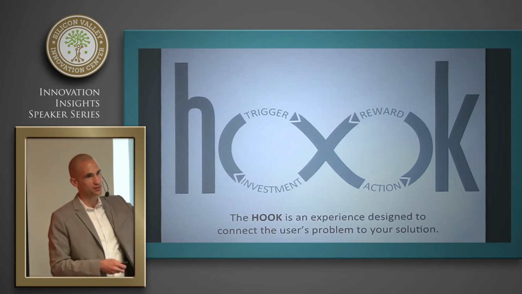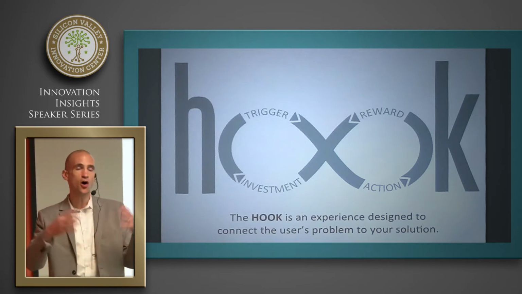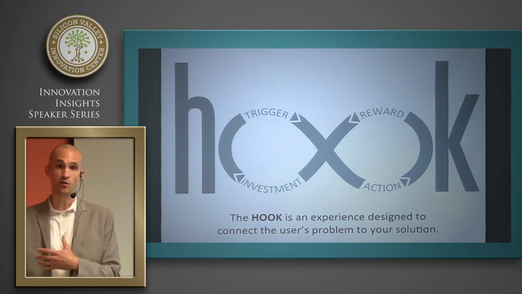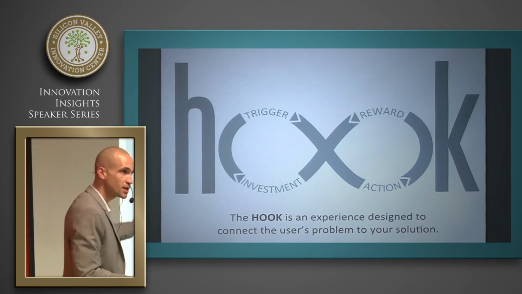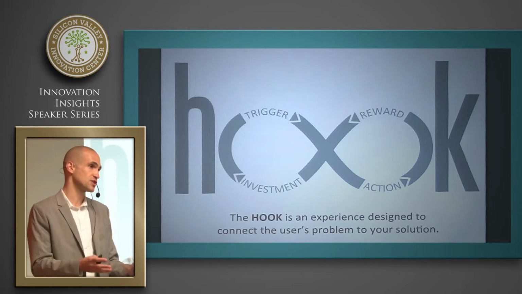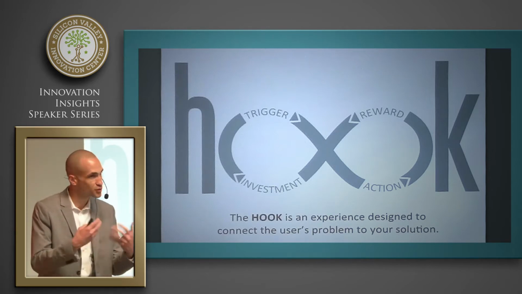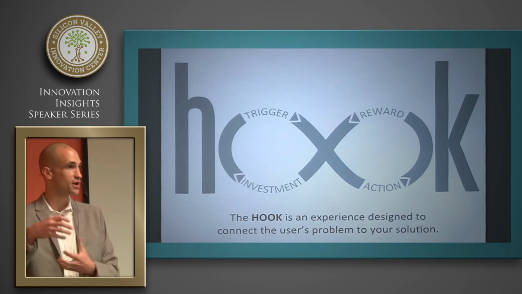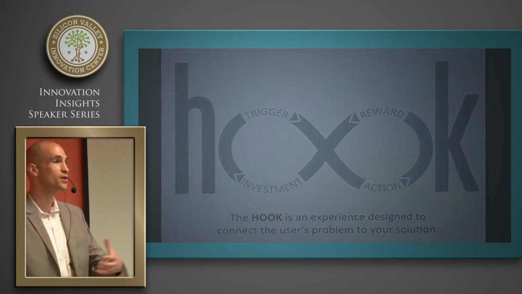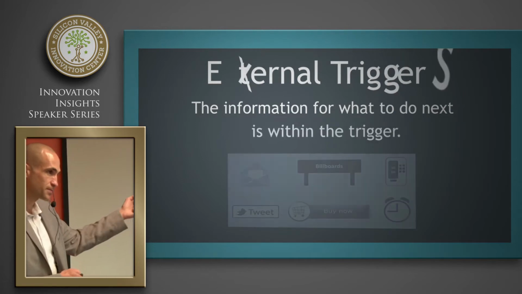Hooks have 4 parts, and we find these hooks in all sorts of habit-forming experiences, both online and offline. Every hook starts with a trigger. A trigger is a prompt to action. It tells the user what to do next. It prompts the habit. And we have 2 types of triggers. We have our external triggers, and we have our internal triggers.